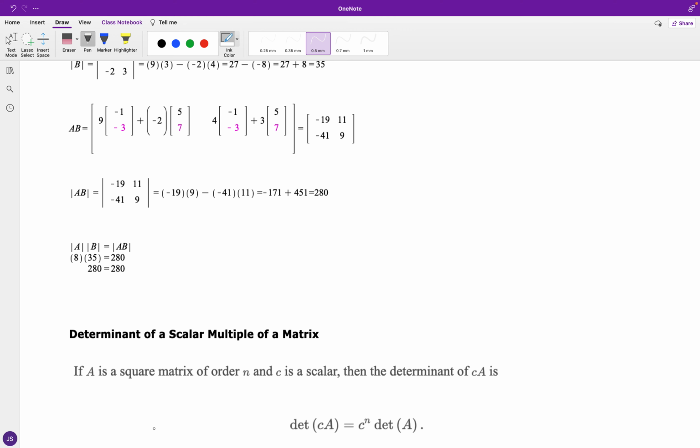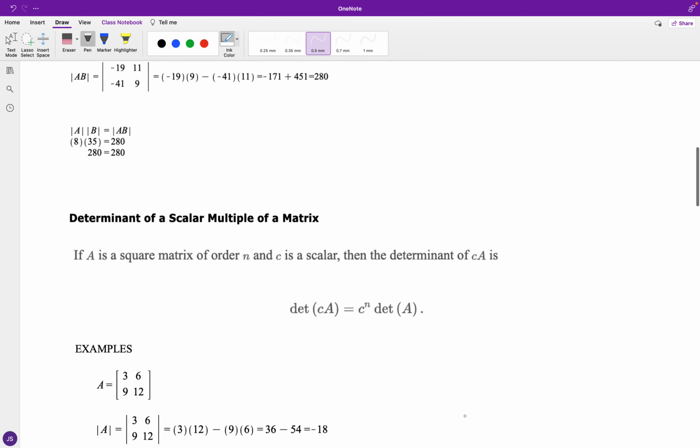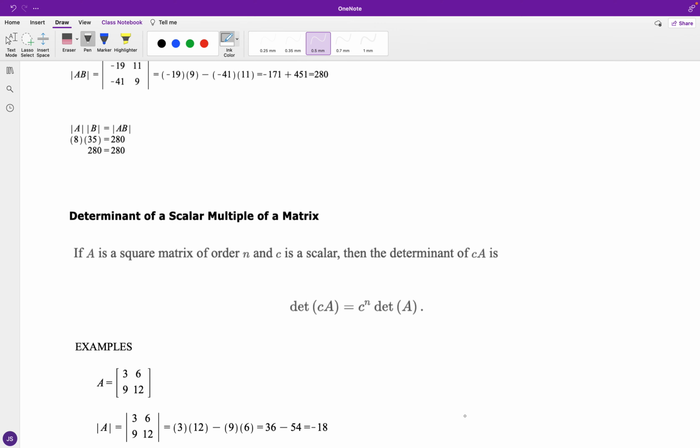Now, in the case of dealing with scalar multiples of matrices, let's say that A is a square matrix of order n, and C is a scalar. Then the determinant of the scalar times the matrix A is equal to the scalar to the nth power times the determinant of A. Now looking at numerical examples, say we go back to a 2 by 2 matrix, and we'll say that A consists of the numbers 3, 6, 9, and 12.